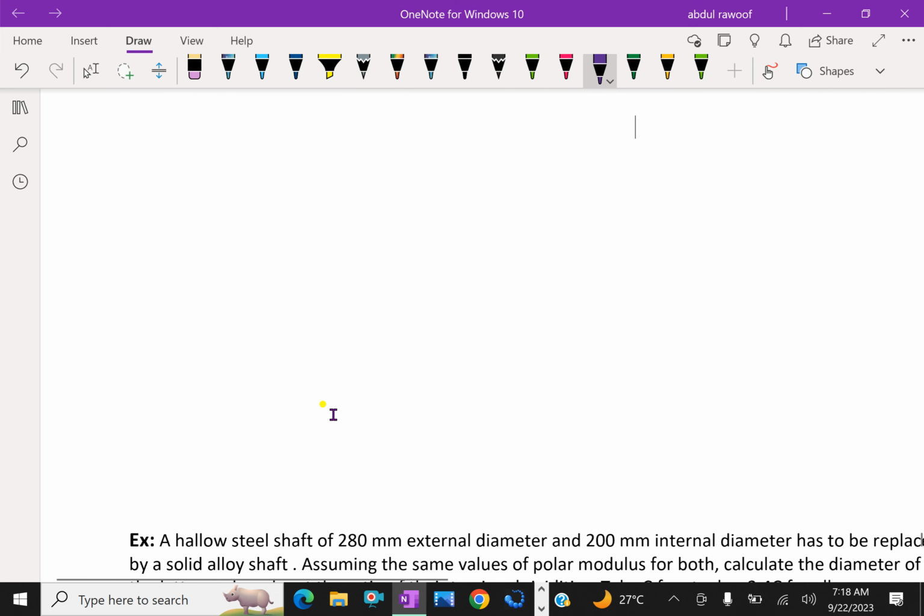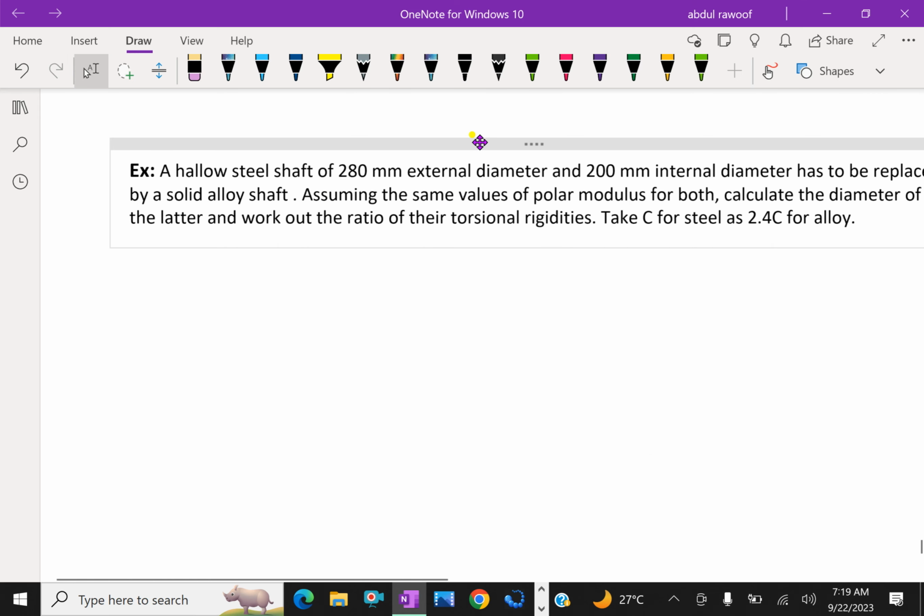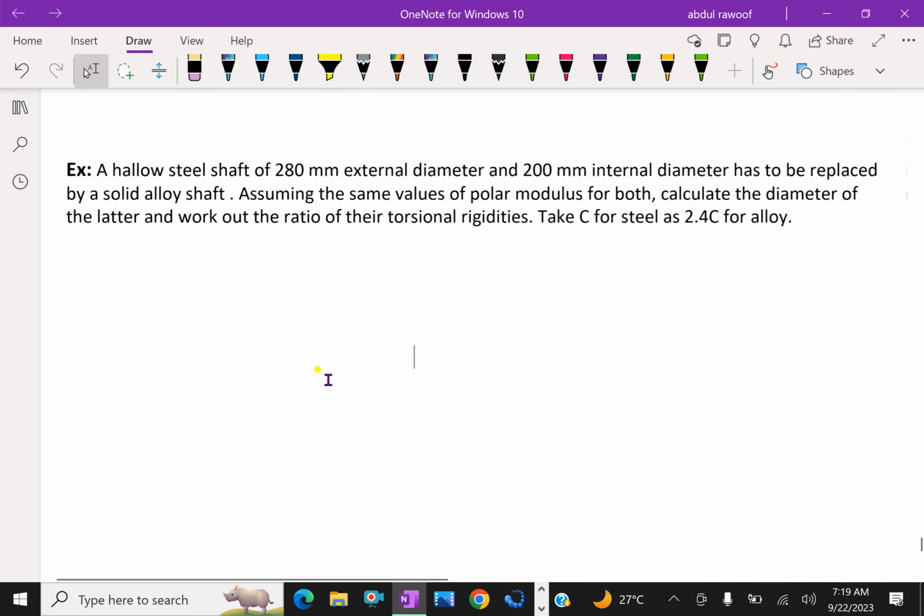Now, next question. Look at here. A hollow steel shaft of 280 mm external diameter and 200 mm internal diameter has to be replaced by a solid alloy shaft, assuming the same polar modulus for both. Calculate the diameter of the latter, that means the solid shaft, and work out the ratio of their torsional rigidities. Take C for steel as 2.4 C for alloy.